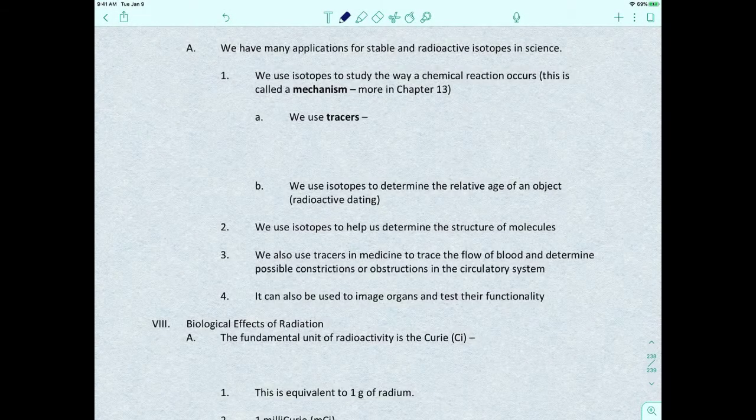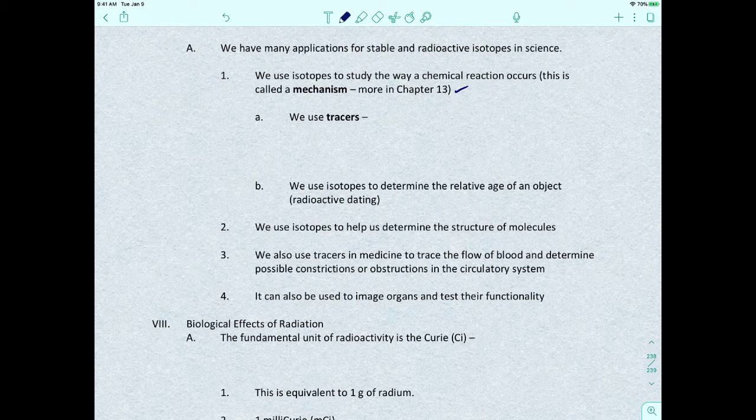Now, we have quite a few different uses of radioactive isotopes in science. One way that we use it in chemistry is to use isotopes to study the way a chemical reaction occurs. This is what we call a mechanism. We talked about this a little bit back in chapter 14.